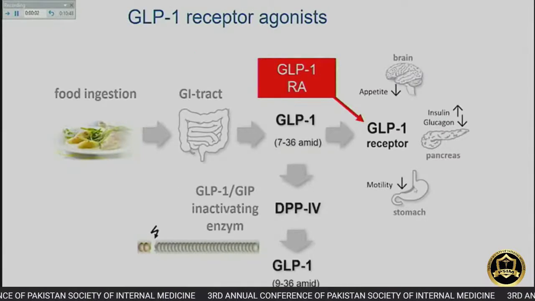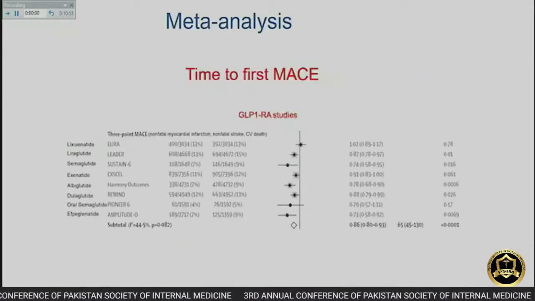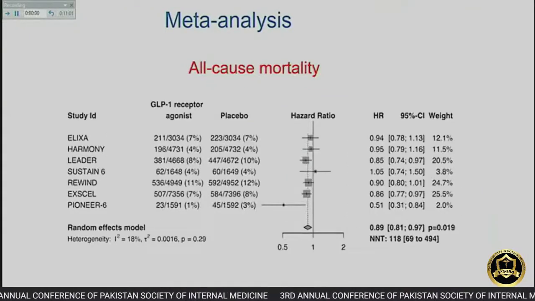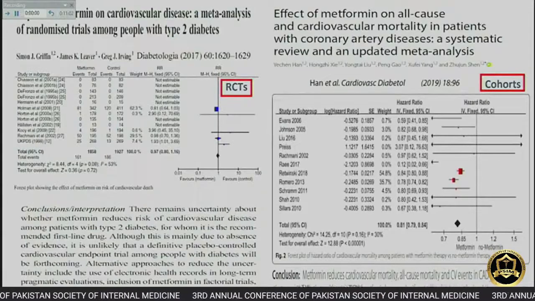GLP-1 analog, again, is an injectable agent, once daily to once weekly, very costly, a cost of 15 to 17,000 rupees a month. Again, the time to first MACE with most of the studies done with GLP-1 analog shows improvement. All-cause mortality reduces. So what is the current diabetes management then?